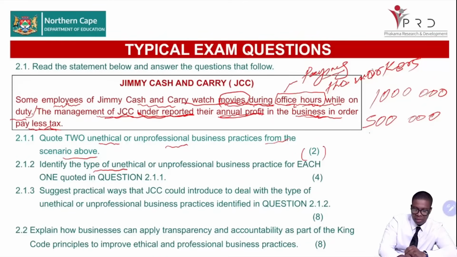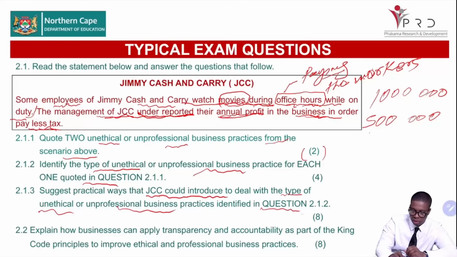And then identify the type of unethical or unprofessional business practice for each one quoted in question 2.1.1. Then suggest ways that Jimmy Cash and Carry could introduce to deal with the types of unethical and unprofessional business practices identified in question 2.1.2. Thereafter, explain how the business could apply transparency and accountability as part of the King Code principles to improve ethical and professional business practices.